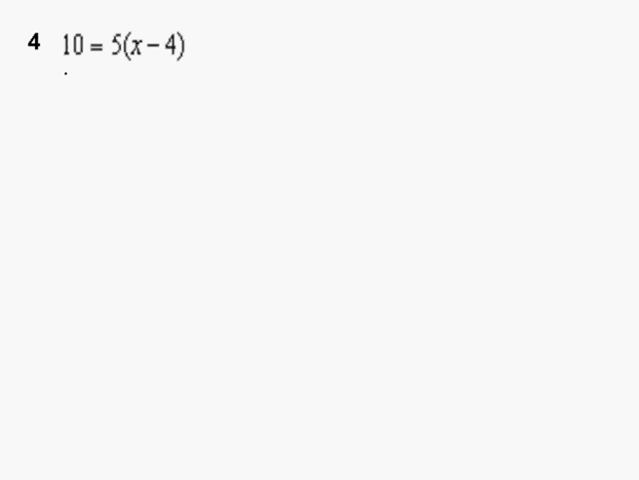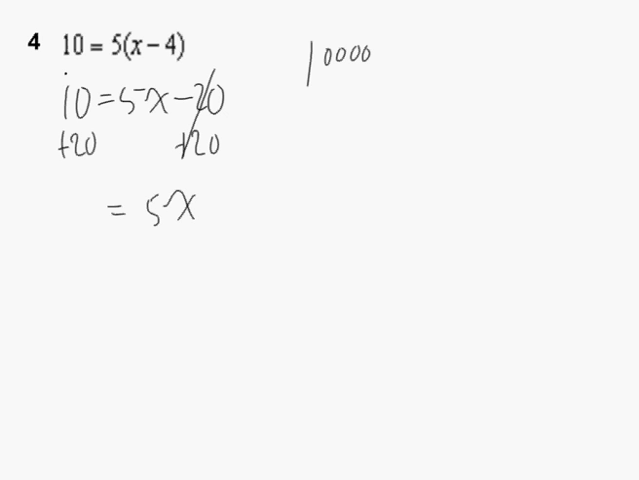In question 4, we have 10 equals 5 times x minus 4. So x minus 4 would look like this. And if I had 5 groups of it, I would have 5x, and I would minus 20. So we have 10 equals 5x minus 20. I would add 20 to both sides. And I'd have 5x equals 30. And all I would do to isolate is divide both sides by 5. And x would be 6, or 6 would be x.